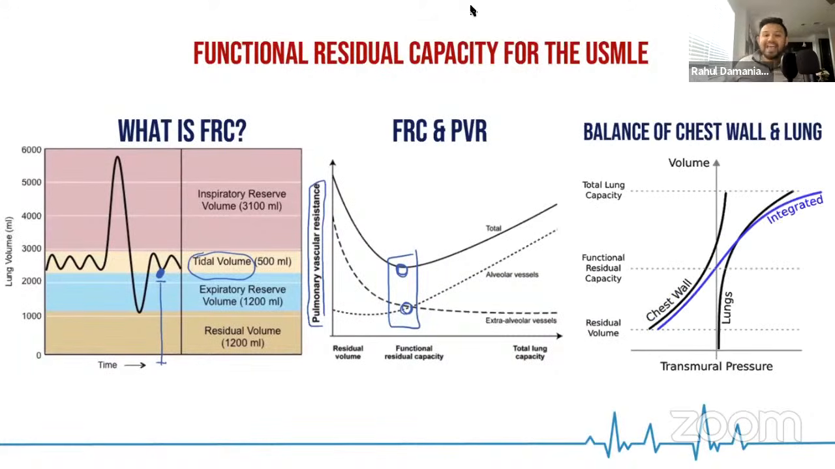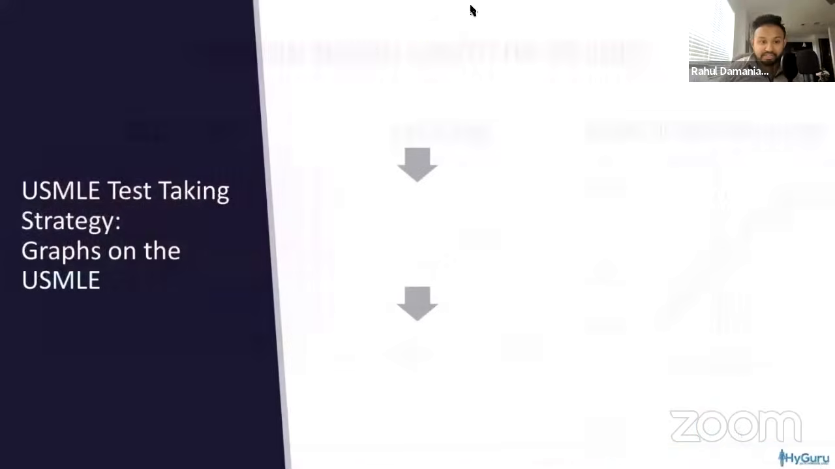And then finally, FRC is going to be the balance between the chest wall and the lung. Remember, ladies and gentlemen, that the chest wall wants to always recoil out and the lungs always want to recoil inward. And what balances that? That is going to be the FRC. The FRC balances the chest wall and the lungs. And so when you have hyperexpansion of the lungs, such as in obstructive lung disease, your FRC has to increase. And that's why these patients have a barrel chest.